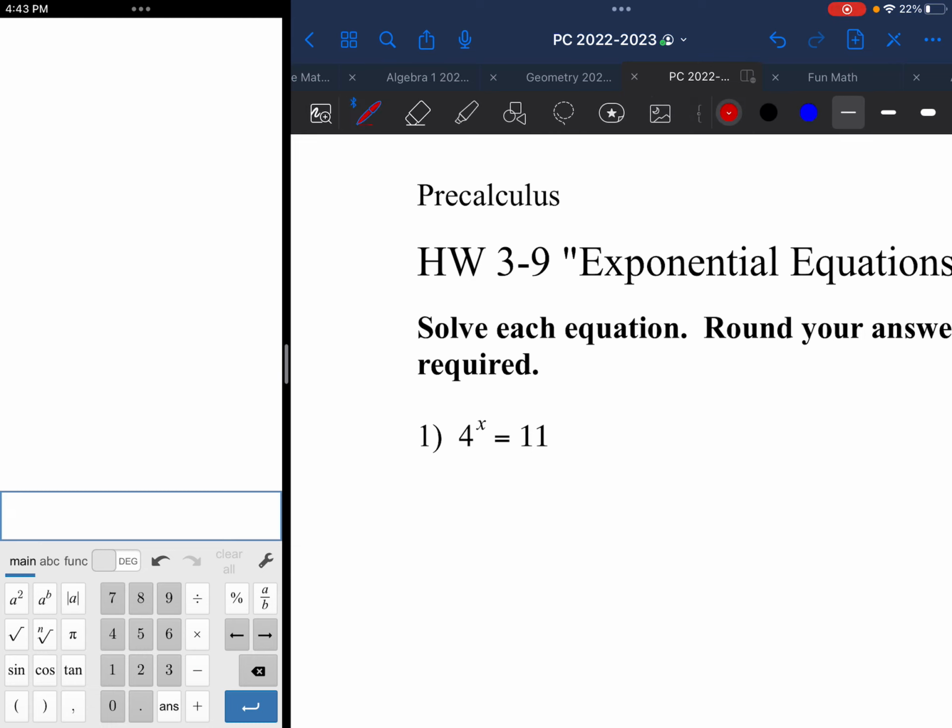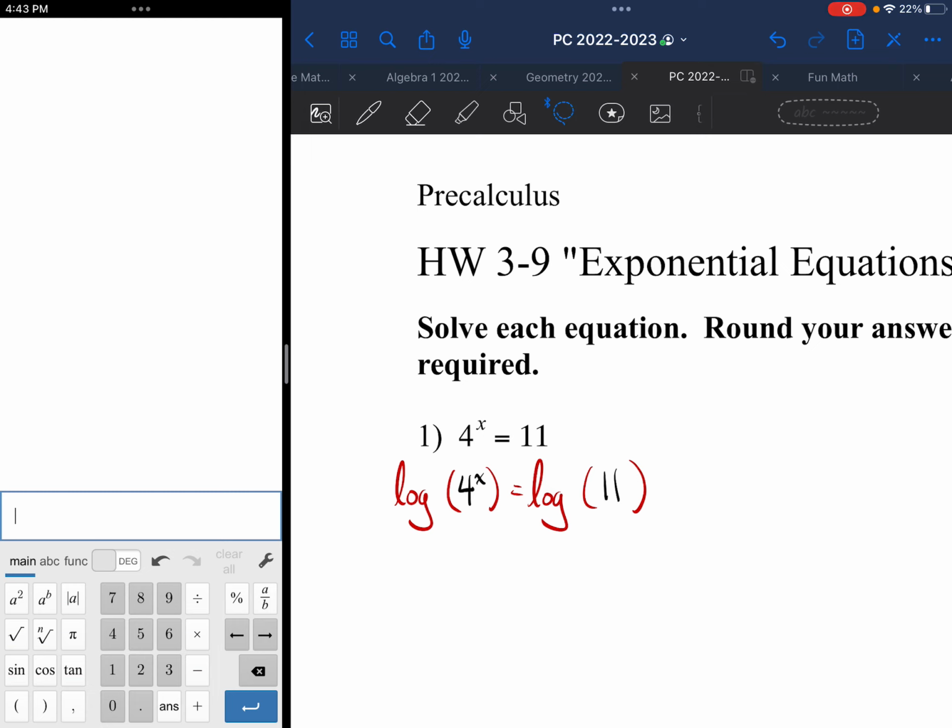So I'm going to take the log of both sides. If I take the log of the left side and the log of the right side, I'm going to fill in the inside. This is 4 to the power of x in here and 11 in here. You're allowed to take the logarithm of any base that you want. In fact, I need to have some room in here so I can write my base.